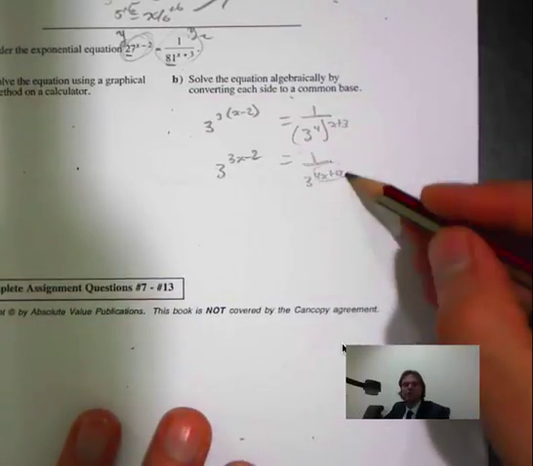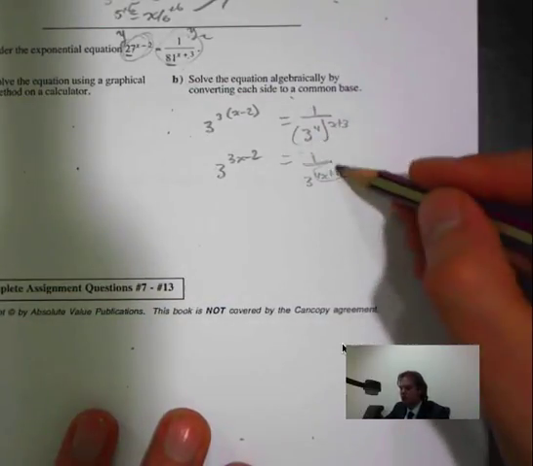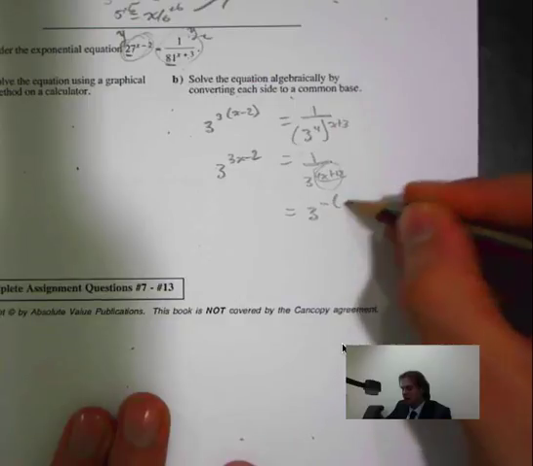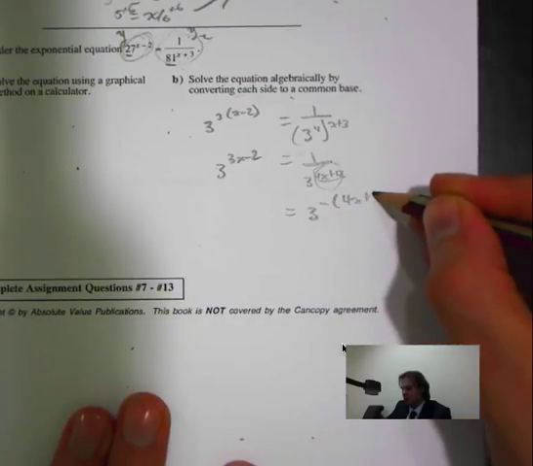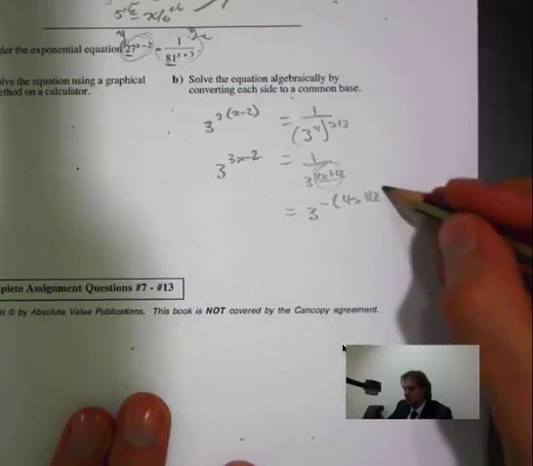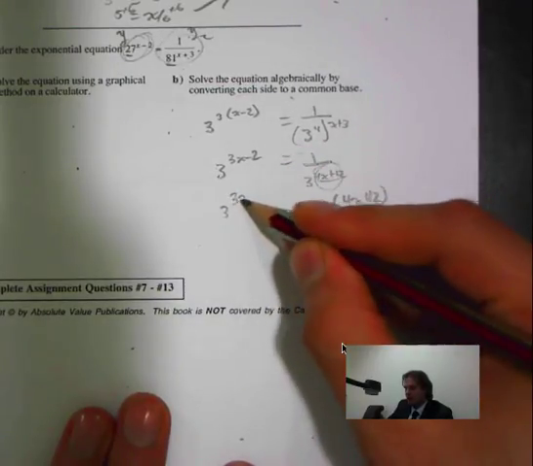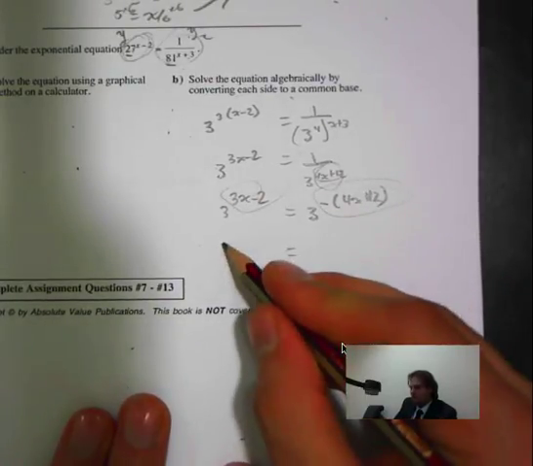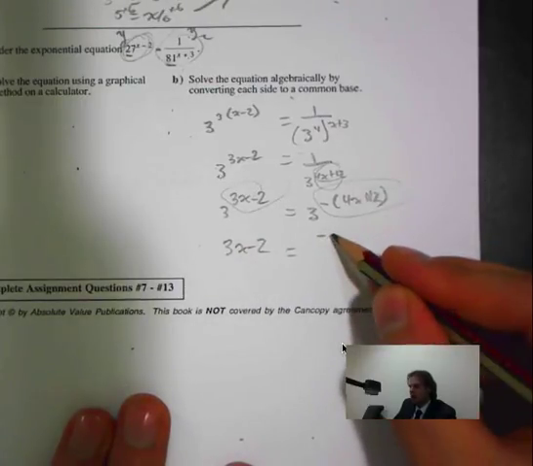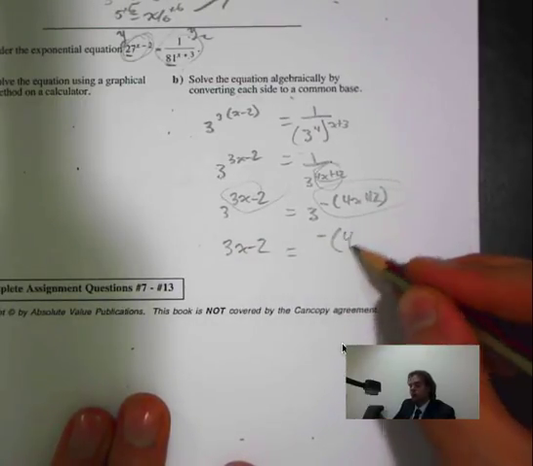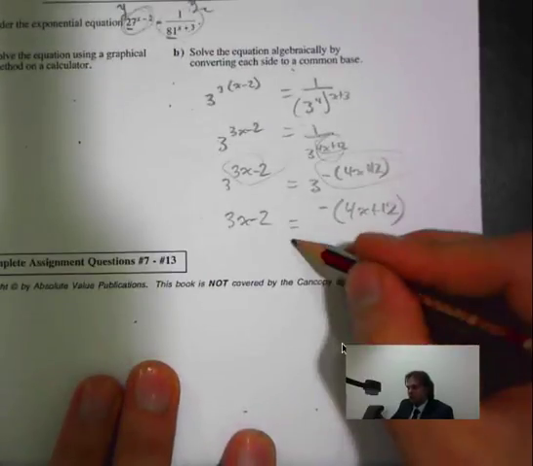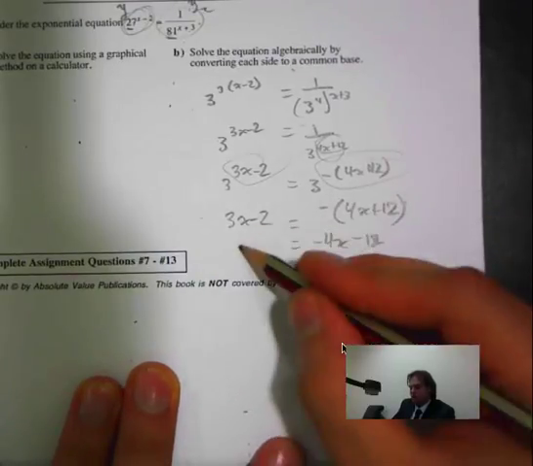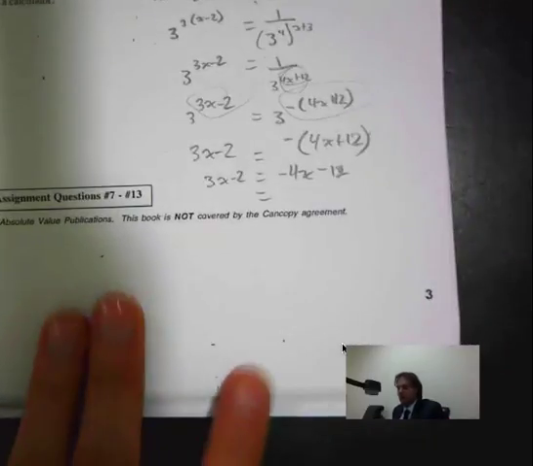Now my next problem is, this is on the bottom. We want to flip this. We need to put it on top. So we have to multiply our exponents by a negative. So I'm going to get 3 to the negative bracket 4x plus 12. And this here is going to be 3 to the 3x minus 2. So now we have the same bases, this and this. Okay? So I'm going to get 3x minus 2 is equal to negative, multiply that negative all by 4x plus 12. So that's going to give me negative 4x minus 12, because I have to do both, and 3x minus 2. Continue solving that, that's easy now.